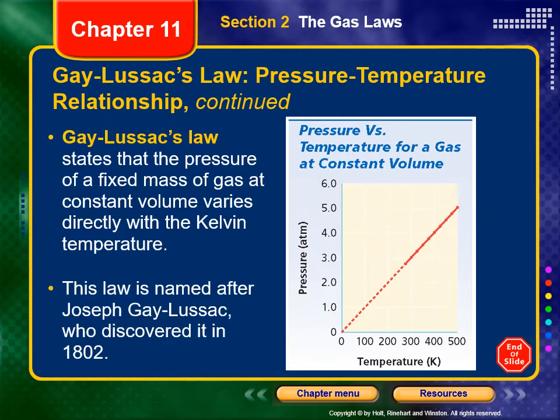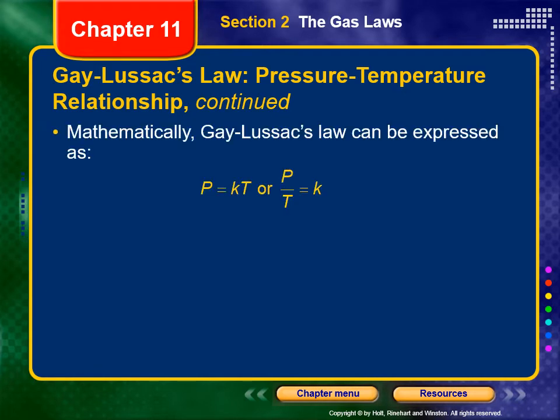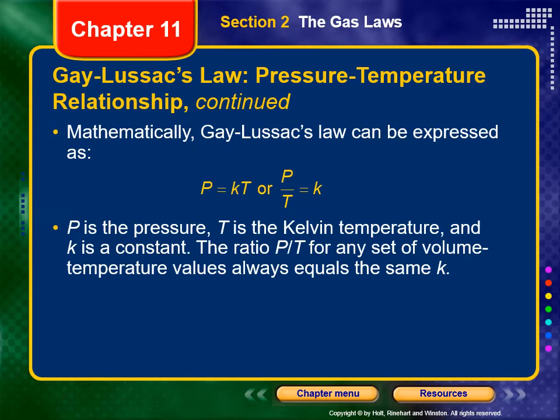So here we have a direct relationship between pressure and temperature. This law is named after Joseph Gay-Lussac, who discovered it in 1802, and once again, it seems like yesterday. Mathematically, we got P equals KT, or P over T is equal to K, the one I like.